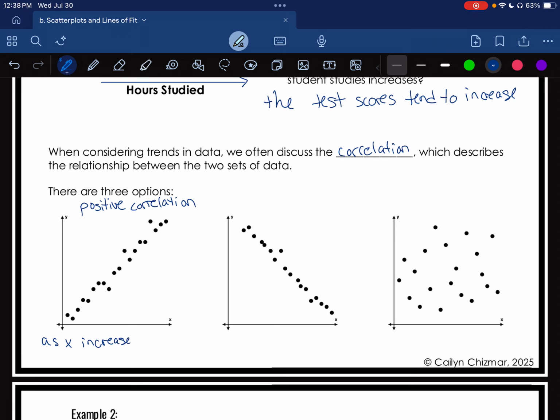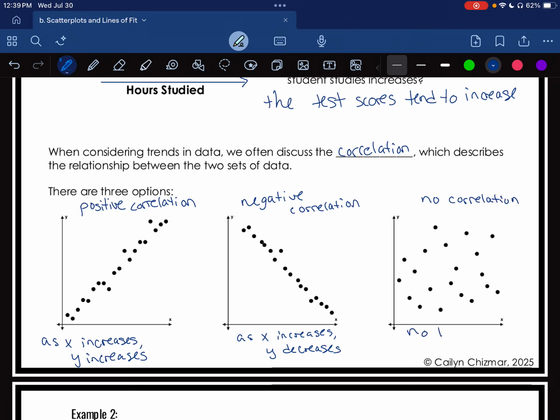Next follows what we call a negative correlation. And as x increases, y decreases. And then this last one is where there's no obvious linear pattern. Everything seems kind of random. All right, so let's look at some examples here.